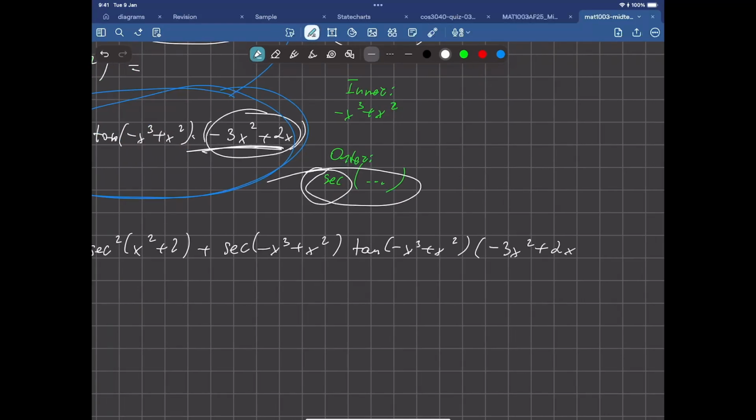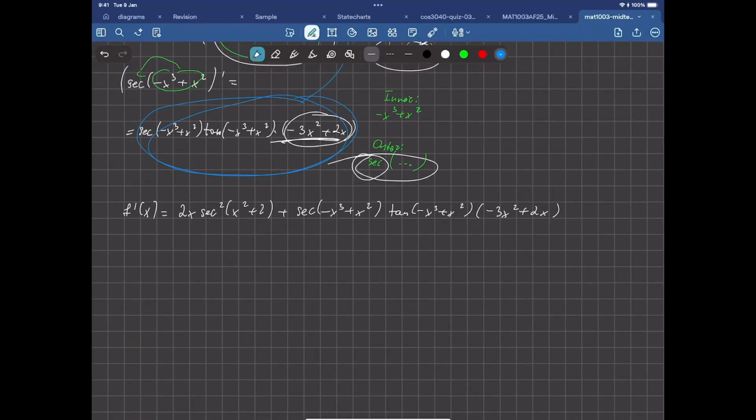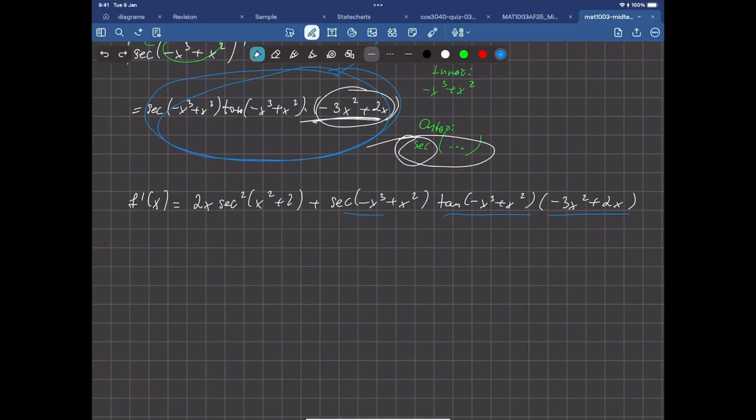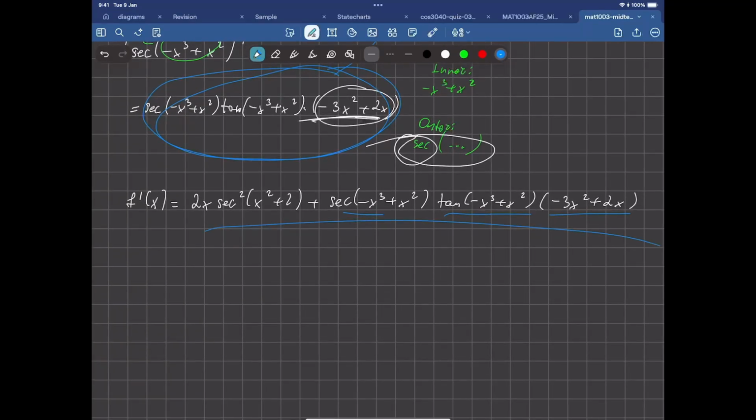Now, I typically prefer having the algebraic expressions before the trigonometric ones, but you don't have to do it this way. You could move this in front, you could keep it like I have, it's fine. That's our final answer to part E.